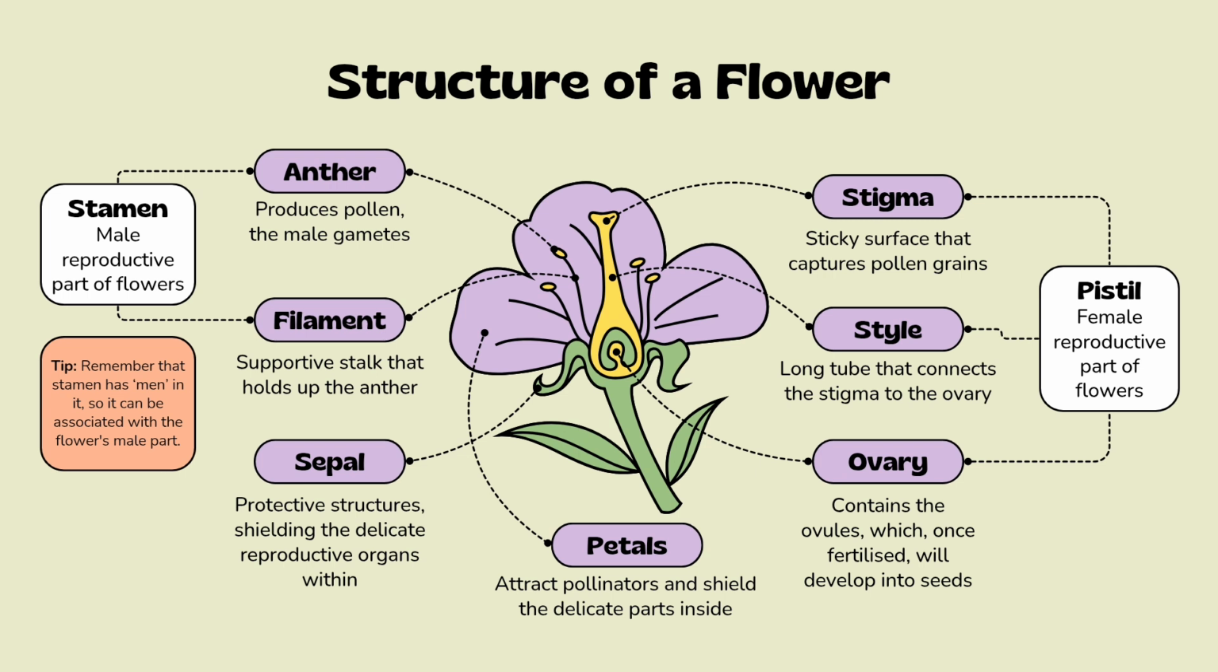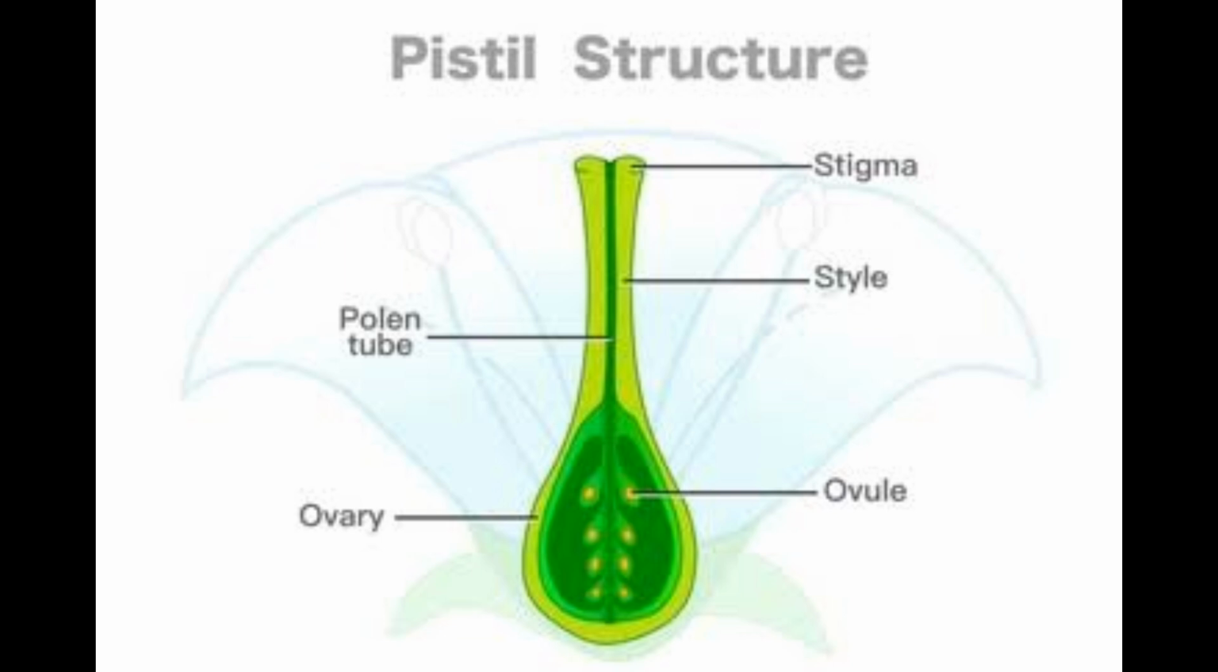Now let's move to the female part of the flower, which is called the pistil. The pistil has three parts, stigma, style, and ovary. The stigma is the sticky surface at the top. Its job is to catch pollen. It is like flypaper, but only for pollen grains.